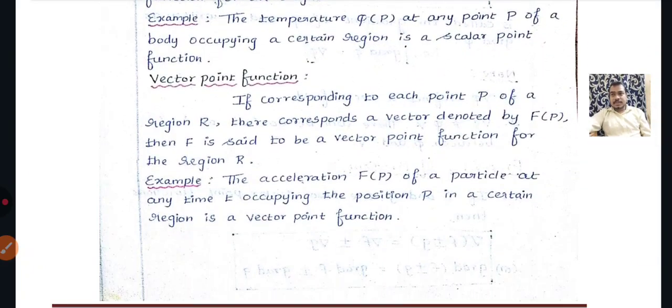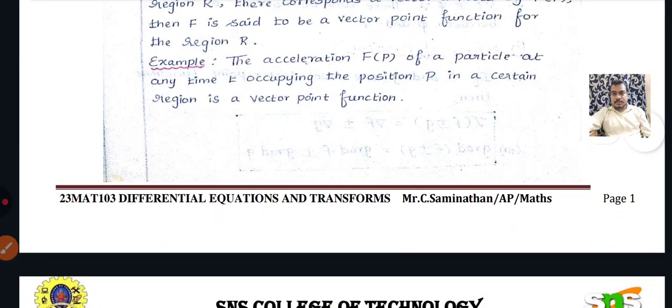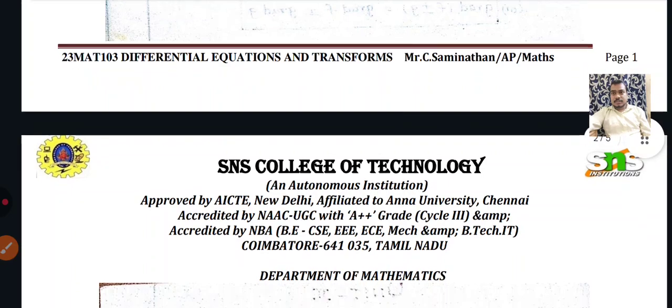The next definition is the vector point function. If f is a vector corresponding to the point P, then f of P is said to be a vector point function for the region R. For example, the acceleration f of P of a particle at any time occupying a certain position P, which describes the movement of the particle, is called a vector point function.